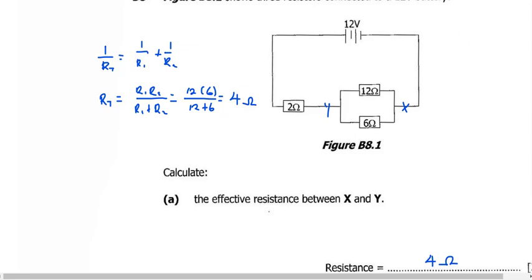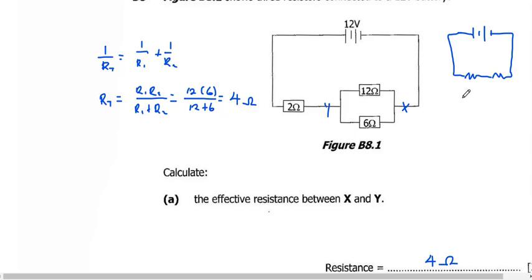we can then redraw our circuit to something like this. We've got our battery there. Then we've got our 2 ohms. Let's just draw resistors. We've got our 2 ohms, and then we've got the effective resistance being offered by these two, which we'll draw as 4. So in this case, we'll not have a parallel circuit, but we will have a series circuit.